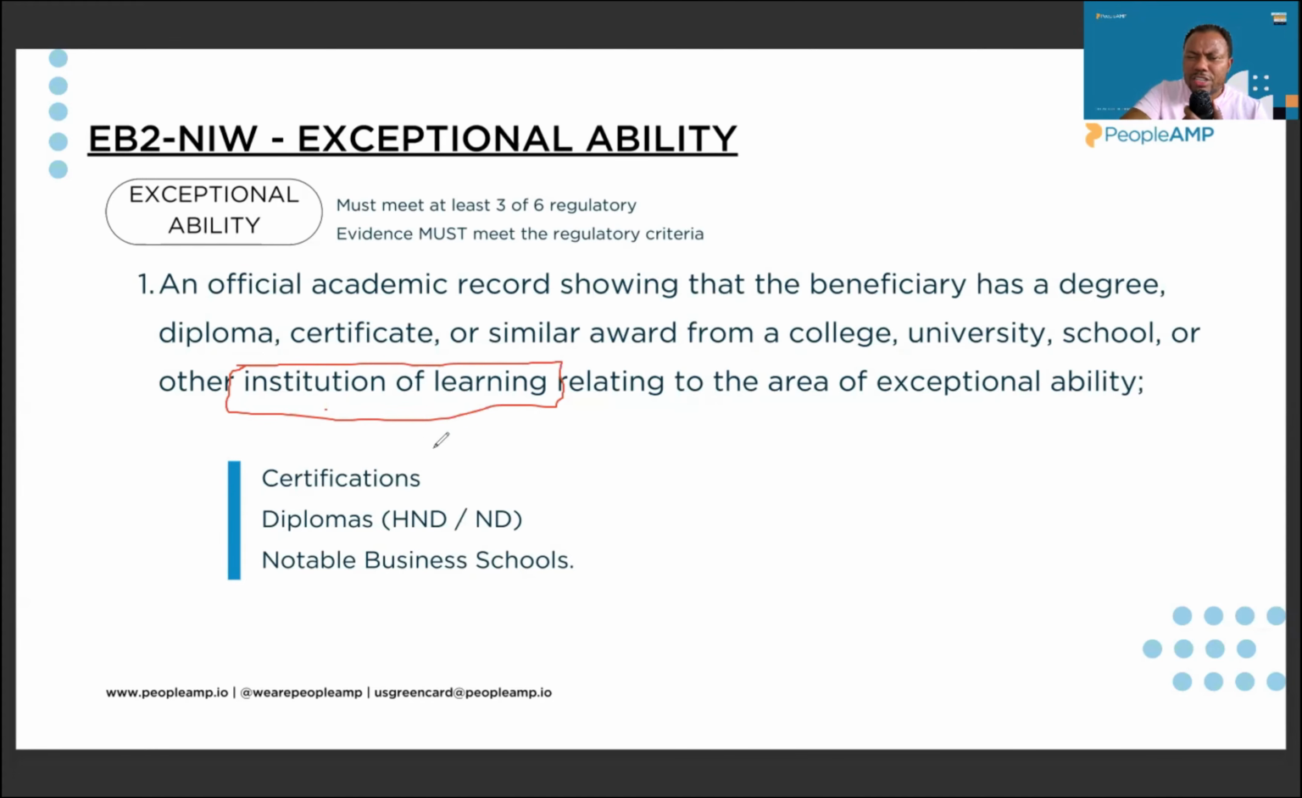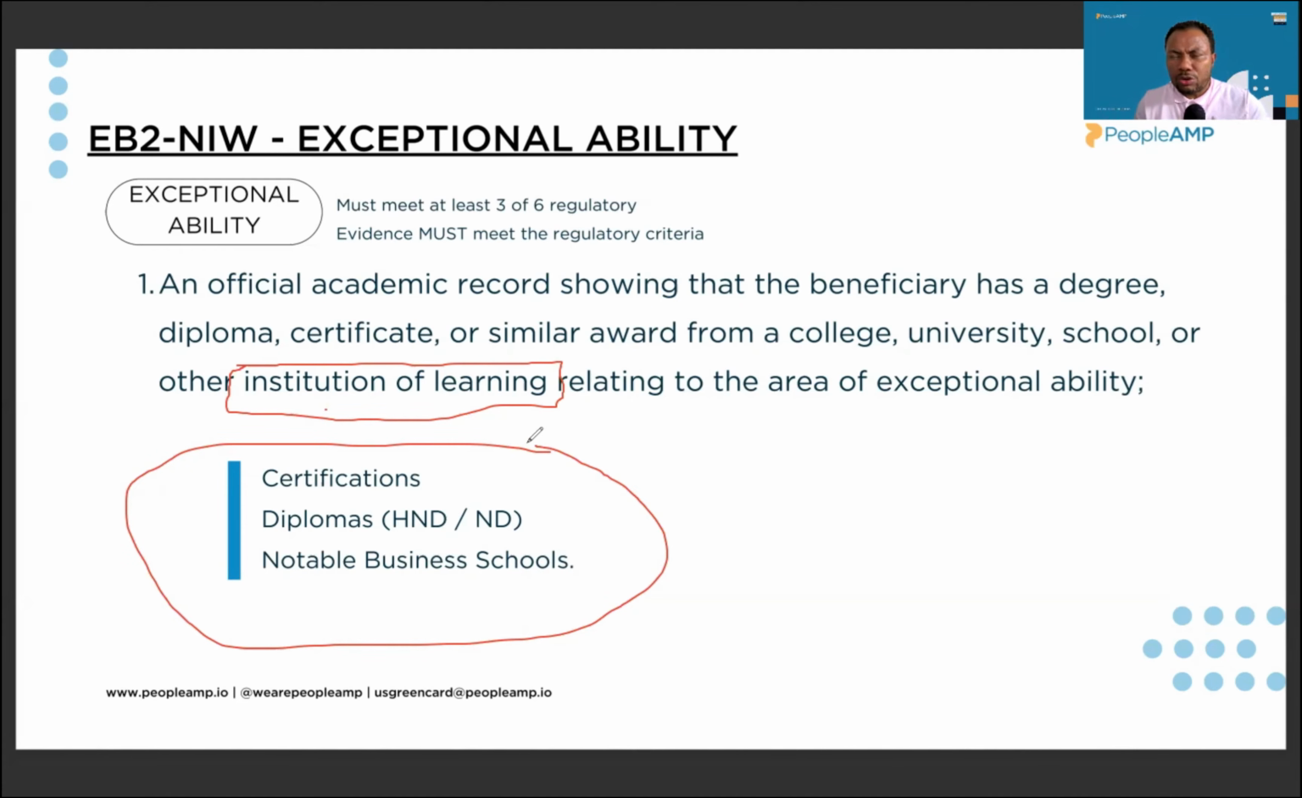What are the evidences that you need to have? They are the ones that I put here. For example, you have a record of your certification. This HR person, for example, has a lot of certification. That becomes evidence under this category. Maybe you went to a polytechnic and you have an HND or an ND. It means that you meet the requirement for this category, which is also fine. You went to a notable business school and you got some certificate from those schools, and you have done some projects that are really worthwhile, that are worthy of note. It means you meet the requirements on this regulatory criterion.